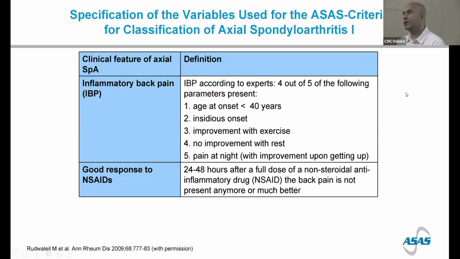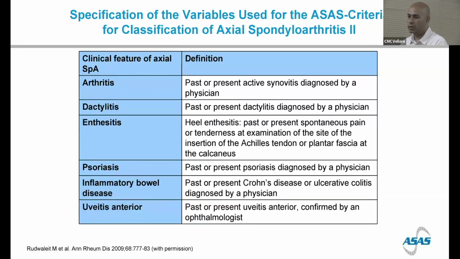Improvement with exercise is one of the major things. No improvement with rest, and pain at night. We'll come into a bit more detail on this as we go on, because it's very important to understand what exactly the pain feature is. The other important thing is a good response to NSAIDs. The patient has to get at least between 24 to 48 hours of good response to NSAIDs, and the back pain is not present anymore or is much better. So that's one history which has to come through while searching through the symptoms.